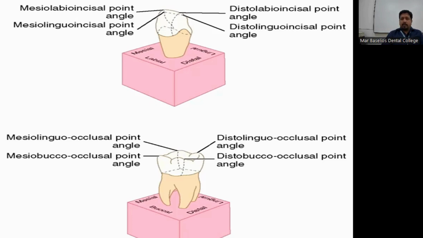So totally we will be having 6 and 8 line angles, anterior and posterior, 4 and 4 for anterior and posterior point angles. With this, I am concluding today's session.